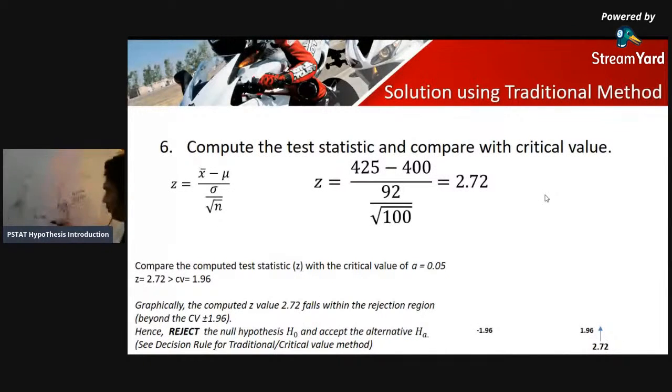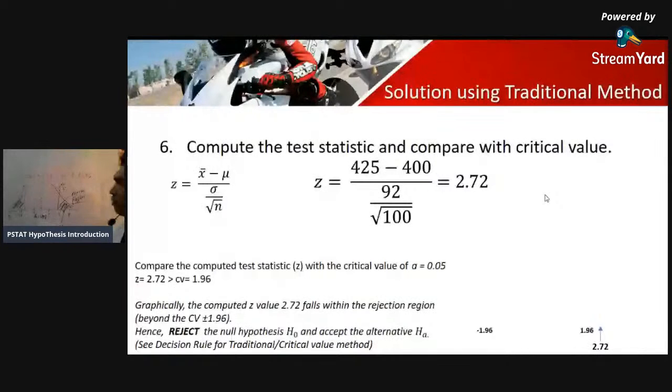Okay, so it falls here. This is the acceptance region. Once the computed test statistic falls in the rejection region, either side, when you are using a two-tailed test, so therefore you will what? Reject the null hypothesis. Okay, reject H0. So that's how you do the traditional method.